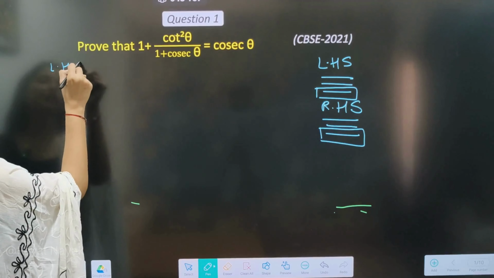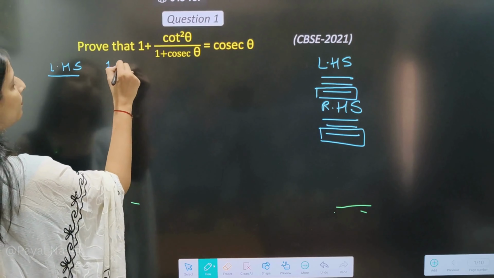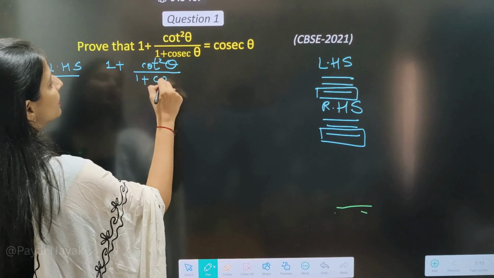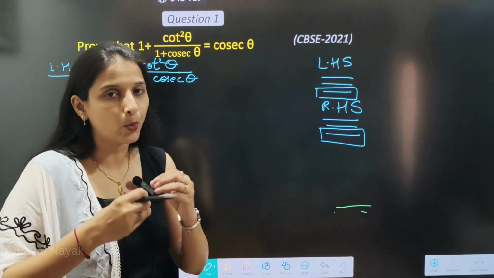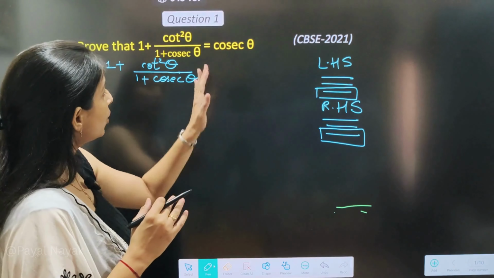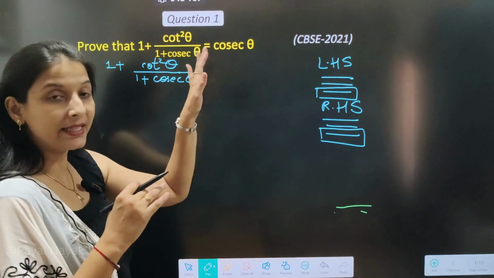So here the LHS that is given to you is (1 plus cot square theta) upon (1 plus cosec theta). And you're supposed to prove it equal to cosec theta. Now, you remember I have already told you that your question itself will help you to identify what should be your next step. So here your cosec theta itself is telling you that you don't have any other particular term in the RHS. That means the cot square term of your LHS needs to be eliminated. So try to eliminate cot square theta and try to bring cosec theta in your LHS, right?